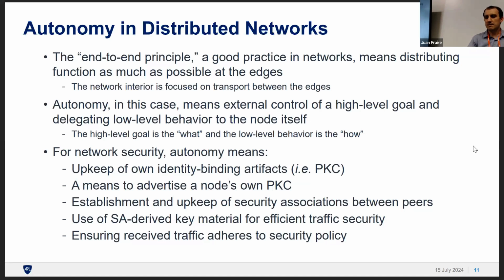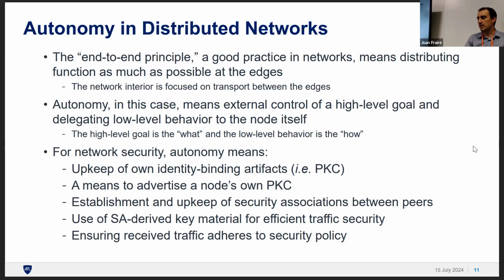You distribute the functions so that the edge nodes, for example, will do certificate renewal, or will do key rollover, or will do security association upkeep at the time that they need to. The interior of the network doesn't need to care about when they're doing these things, or if a node chooses to renew their information or upkeep their security associations early, because they know that their connectivity is going to be down at a certain period of time, and so they want to renew that information ahead of the connectivity loss.